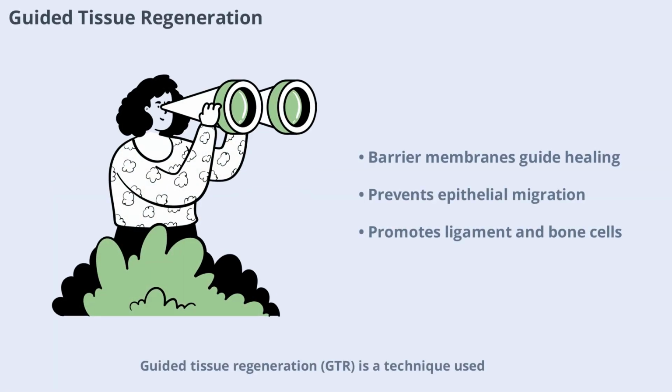Guided tissue regeneration, GTR, is a technique used to direct the growth of new periodontal tissues. By placing a barrier membrane, clinicians can prevent unwanted cell types, such as epithelial cells, from populating the healing area. This allows periodontal ligament and bone cells to dominate, increasing the likelihood of true regeneration. GTR has become a cornerstone in advanced periodontal therapy.